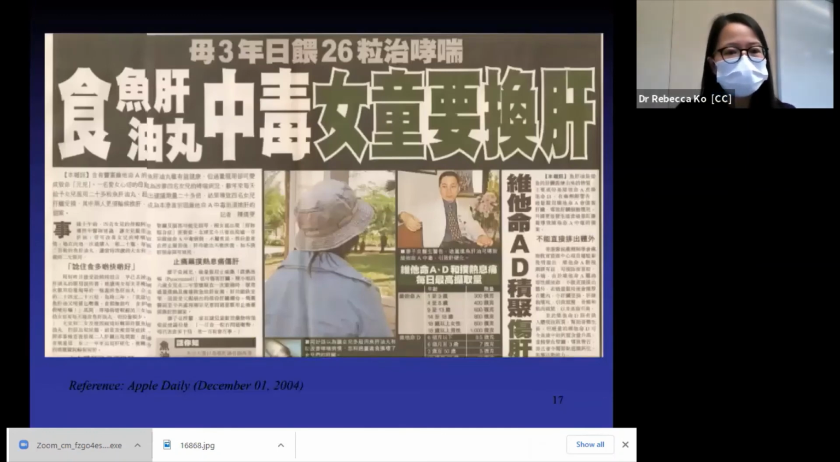There was a news report a long time ago, but I think we can take it as a reference and keep it in mind. A girl took too much vitamin A, and finally she had a problem with her liver. If we keep taking in vitamin A for a long time, as I said before, it is toxic.